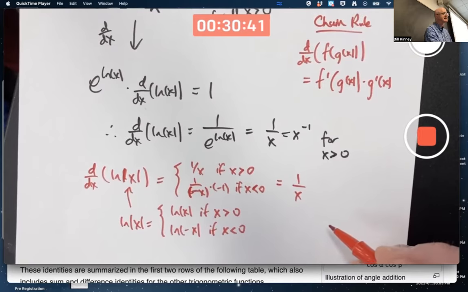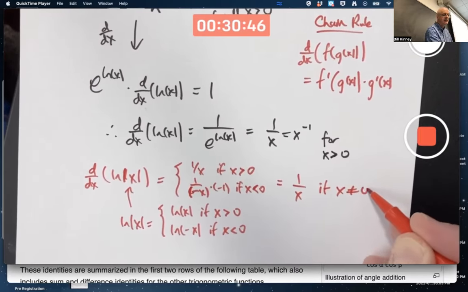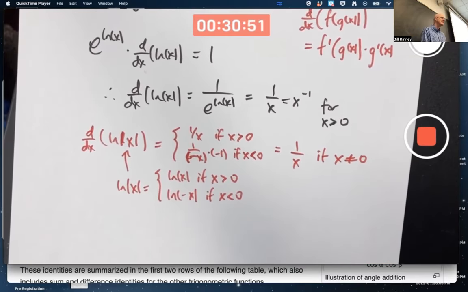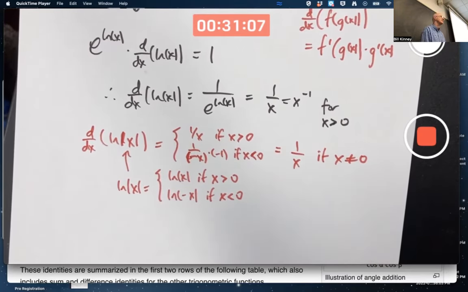No matter what x is, as long as it's not 0. x could be positive or negative here. And I get 1 over x. Huh. Interesting. And true. This is true. It's, again, technically undefined when x is 0. This is not an equality if x is 0, or you'd be dividing by 0. Natural log of 0 is undefined. But if x is non-zero, you can do that.